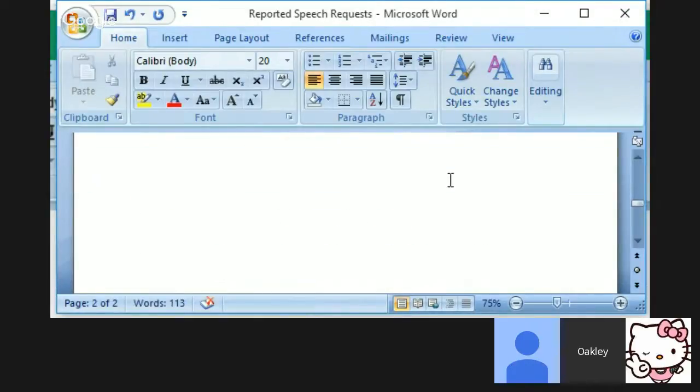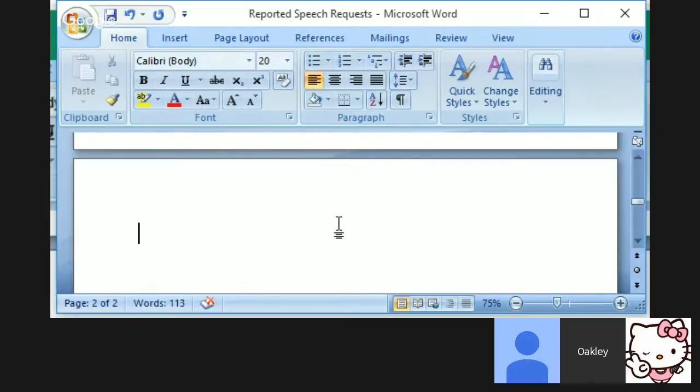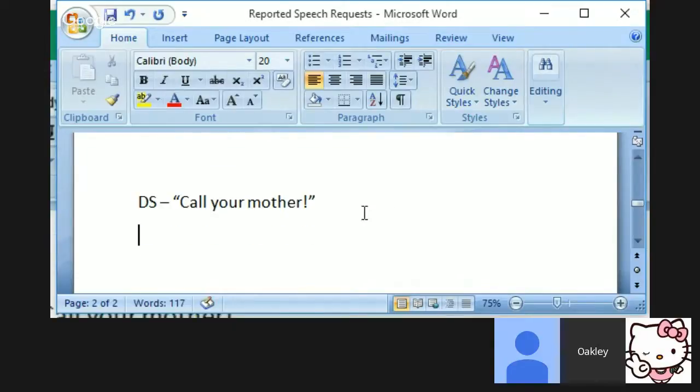Can you think of an example? Demas, you there? Call your mother. All right, direct speech. Of course you wouldn't say "call her mother," well, I guess it's possible to say that about somebody else. Okay, call your mother. Stick with that. Simpler. What would the reported speech look like?